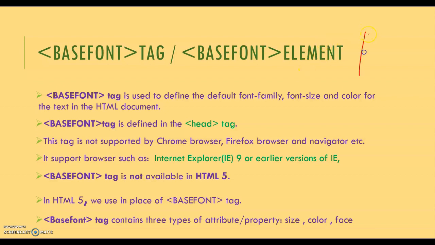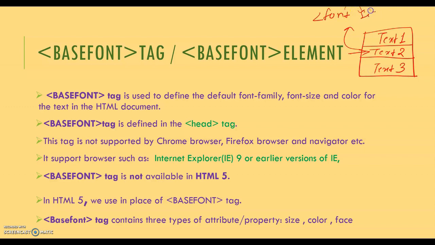suppose that this is your web page, and in this web page some text is written here, that is text 2, and here text 1 is written, and here text 3 is written. If you want to change the text size, color, and style of text 2, you have to write it under the font tag, and after that you have to apply the attributes size, color, and face, by which you can change the size, style, and color of this text.